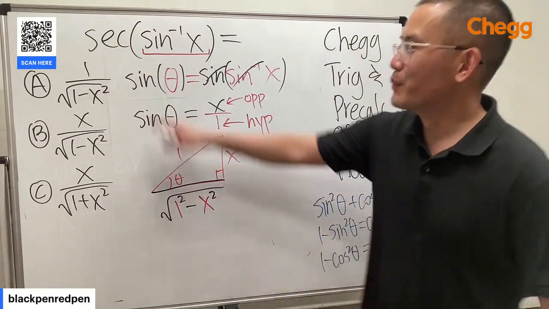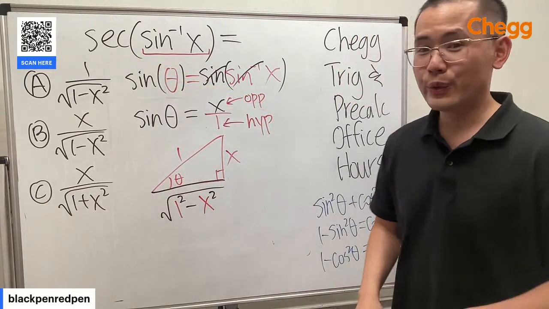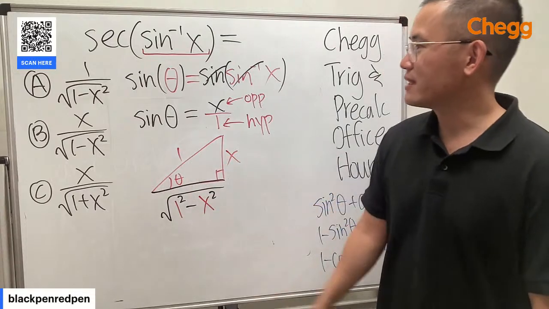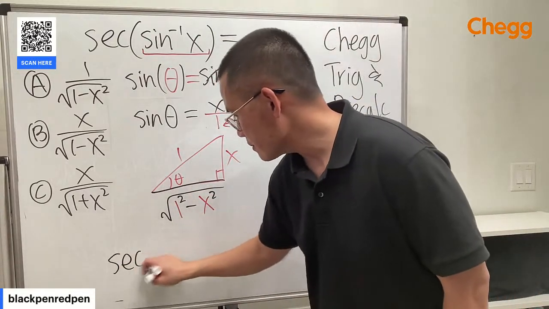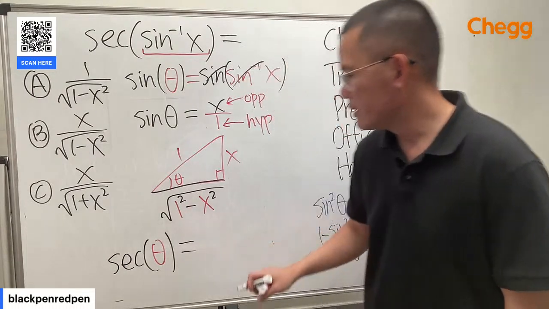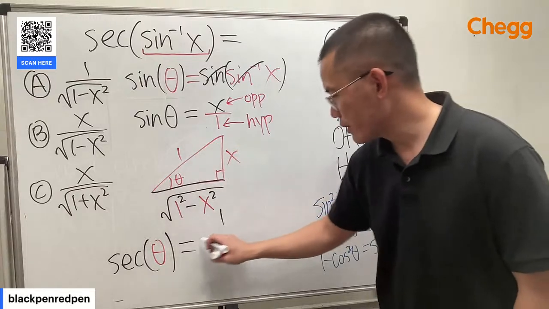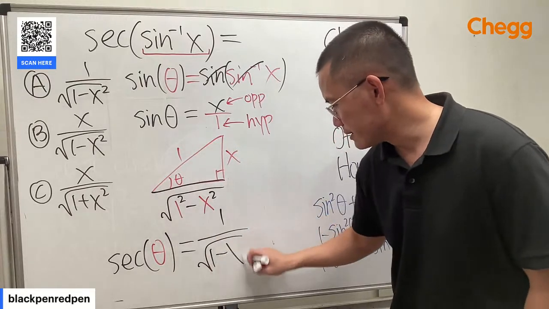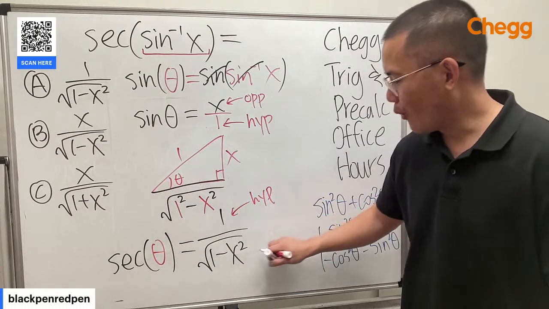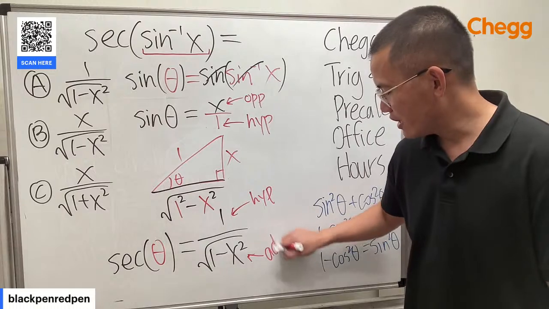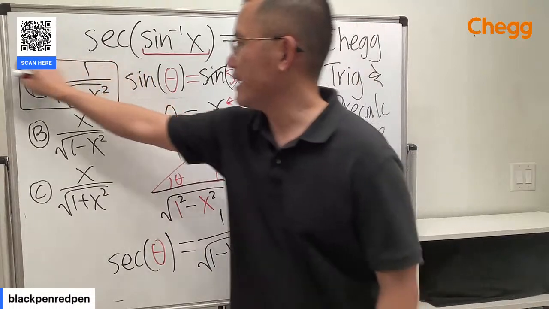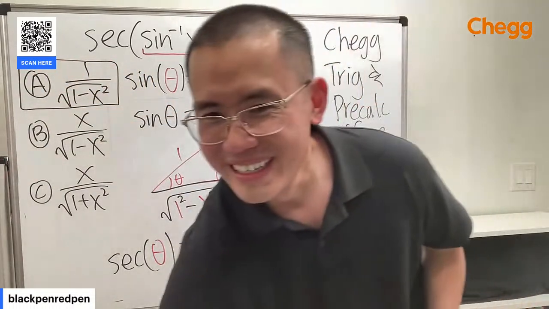Now, we're doing the secant, which is what? Hypotenuse over adjacent. So secant of the angle theta is this over that. So it's 1 over square root of 1 minus x squared. Again, secant is hypotenuse over adjacent. So it's this right here. So A.